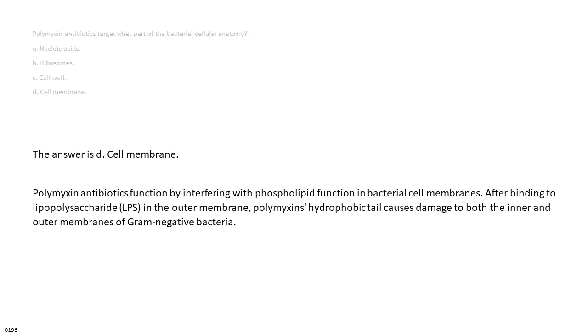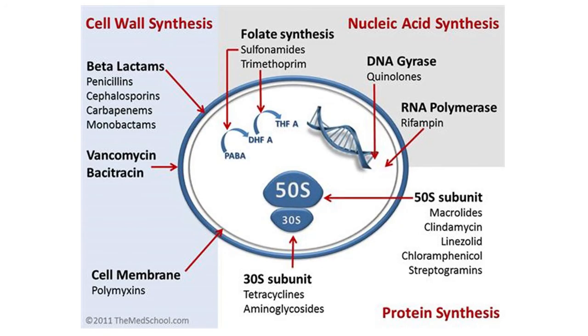The answer is D. Cell membrane. Polymyxin antibiotics function by interfering with phospholipid function in bacterial cell membranes. After binding to lipopolysaccharide, LPS, in the outer membrane, polymyxin's hydrophobic tail causes damage to both the inner and outer membranes of gram-negative bacteria.